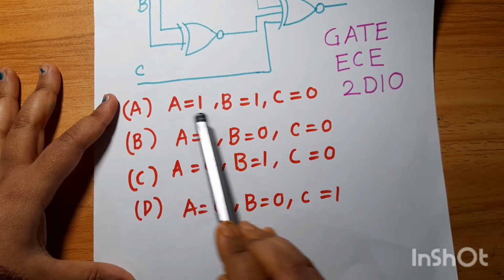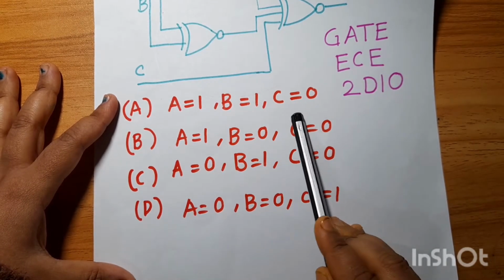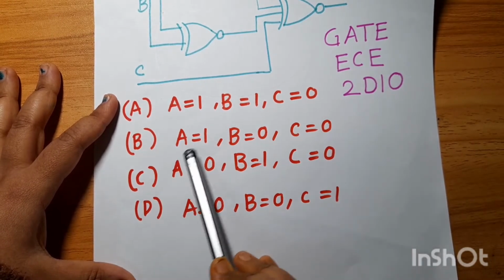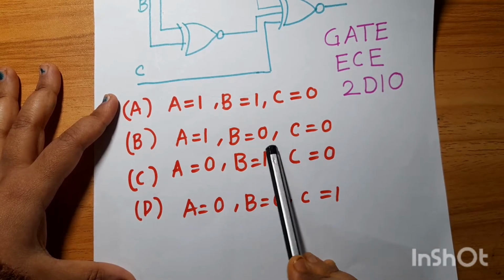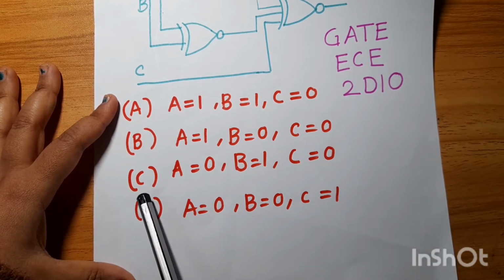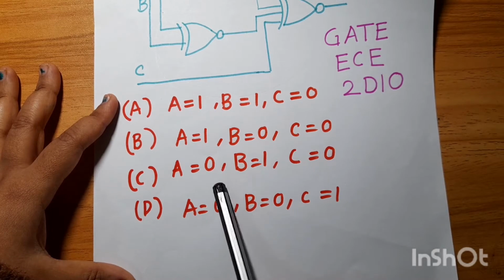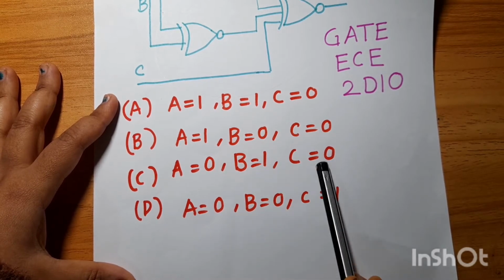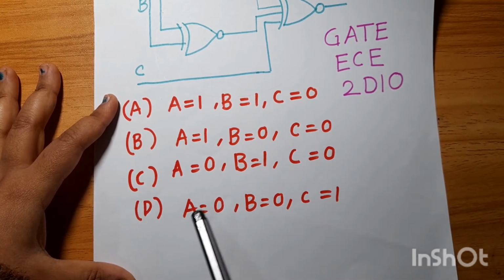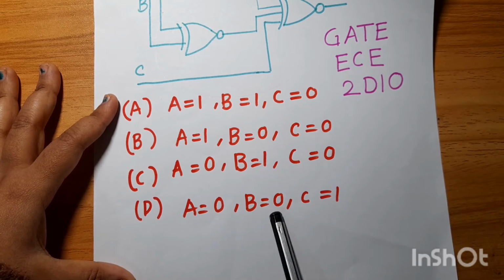A: A is equal to 1, B is equal to 1, C is equal to 0. B: A is equal to 1, B is equal to 0, C is equal to 0. C: A is equal to 0, B is equal to 1, C is equal to 0. D: A is equal to 0, B is equal to 0, C is equal to 0.